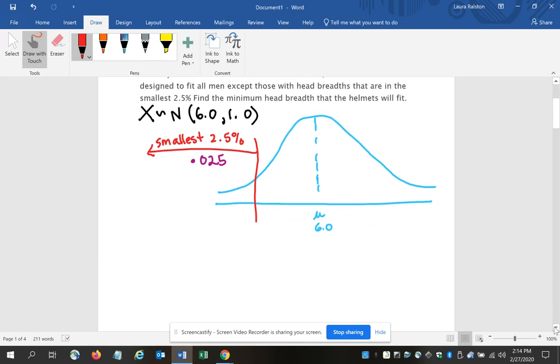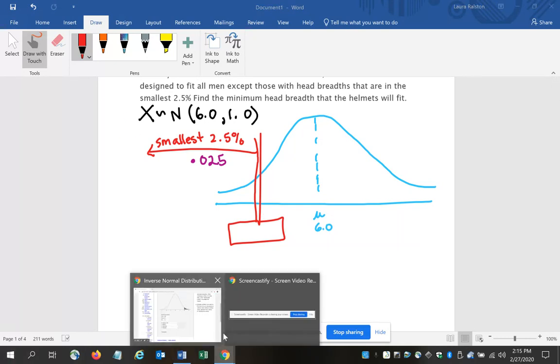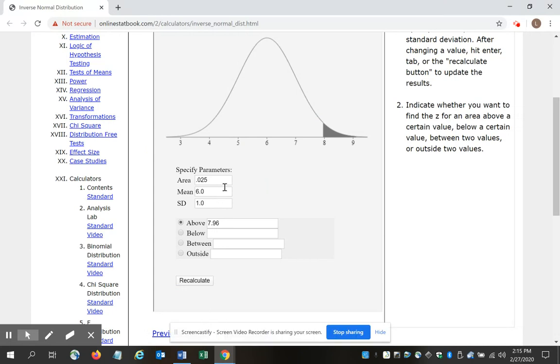So again, I'm looking for what's going to be the smallest helmet size that this particular manufacturer is going to make. So I'm going back to the website. My area is still the 2.5%, or as a decimal, 0.025. The mean is still 6. Standard deviation is 1, but this time I want to be below the cutoff. So I click in the box or the dot next to below, and the answer pops up, and it comes up to be 4.04.